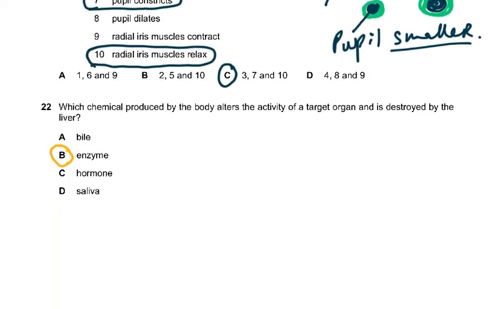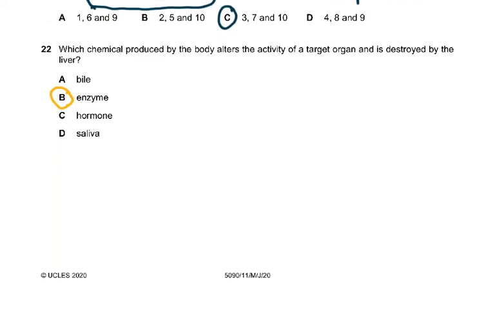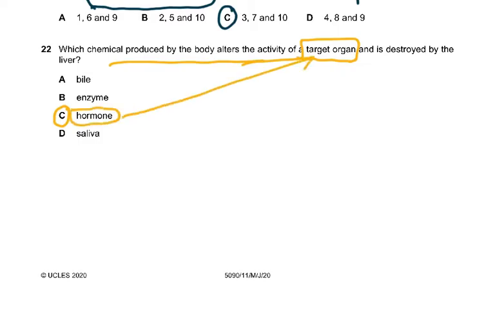Now coming on to question number 22. Which chemical produced by the body alters the activity of a target organ? You have to understand that a target organ is always that of a hormone. Hormones are chemical substances produced in a gland which work at a distant target organ.